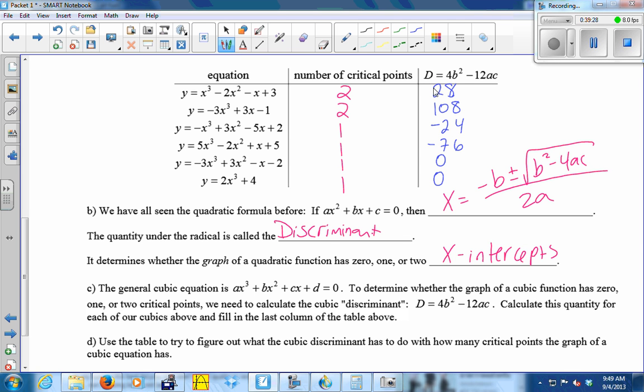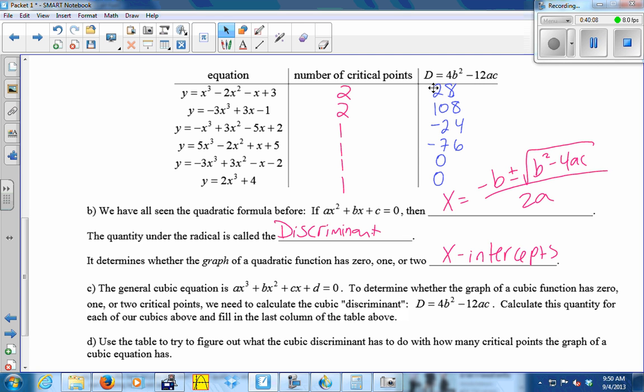So, do you think that there's a relationship between the discriminant and the number of critical points? Tell me what you're seeing. Okay, it looks like if it's positive, it has 2, and if it's not positive, it has 1. Now, if this is analogous to the quadratic, it seems like 0 should be a special case. Discriminant of 0 would be a special case.